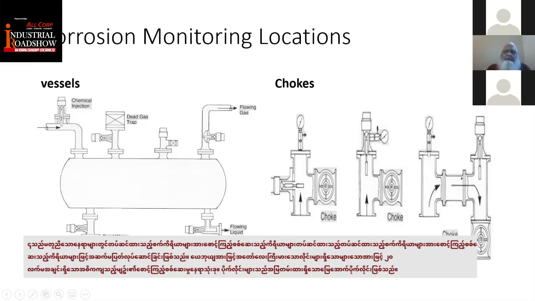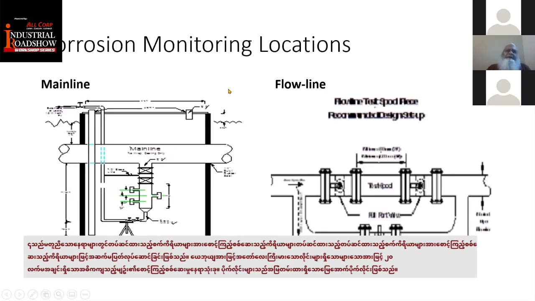In the chokes, we can install the corrosion monitoring devices. The different types of chokes just have the corrosion monitoring devices installed at different places. The corrosion monitoring location for the main line, which is a cross-country line, usually quite big lines, generally about 20 inches diameter.